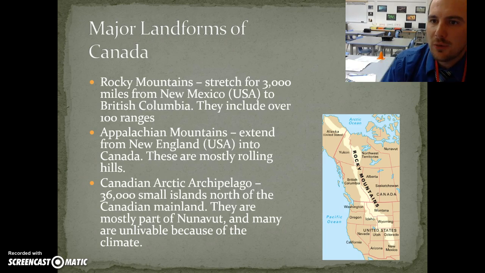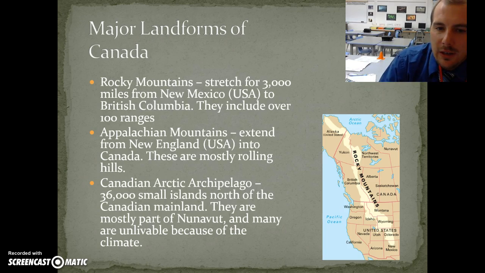So there's some major landforms that we want to focus on. The first one, obviously, is the Rocky Mountains. And they stretch for over 3,000 miles from New Mexico, United States, all the way through the United States into British Columbia. They include over 100 different mountain ranges. Also, the Appalachian Mountains extend from New England, near our home, into Canada. These are mostly rolling hills, and these are smaller. These are not nearly as big as the Rocky Mountains.